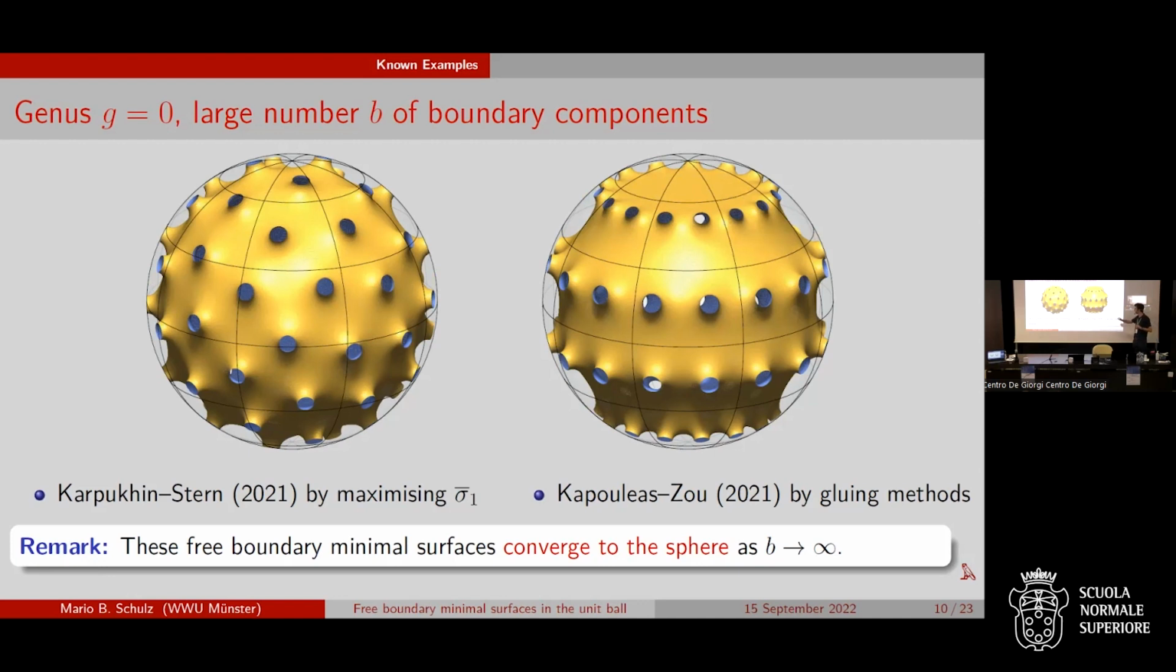And in an independent work by Cabolea and Xu, they also wanted to construct a family of free boundary minimal surfaces which converge to the sphere, but they had a different idea. They took many circles, and on each circle many boundary components, and they desingularized by minimal annuli in between. So that's how it looks. This configuration would also eventually converge to the sphere in a completely different fashion. They do not look alike, but they have the same asymptotic behavior. So this is a situation of genus 0 and a large number of boundary components.